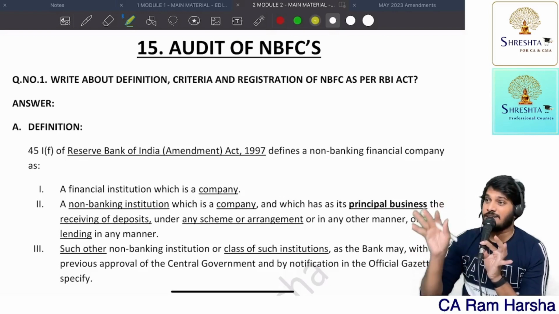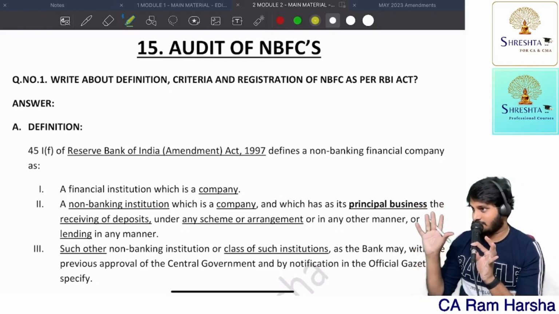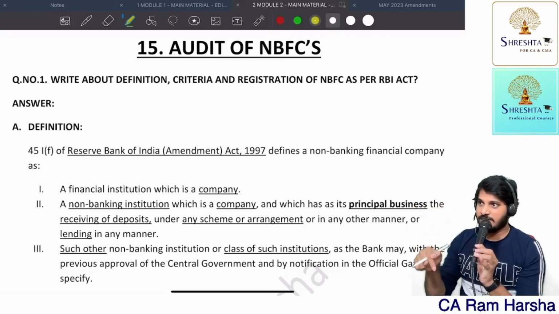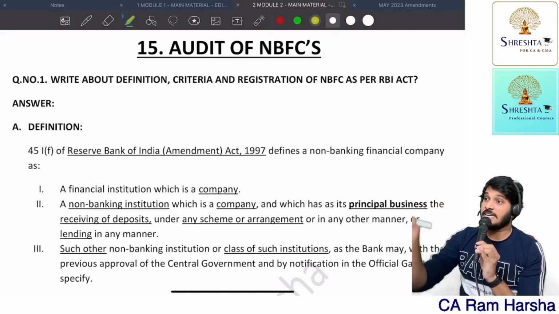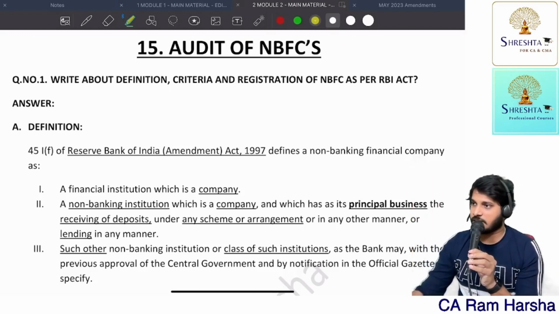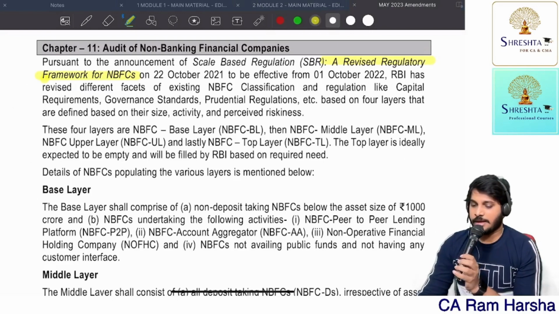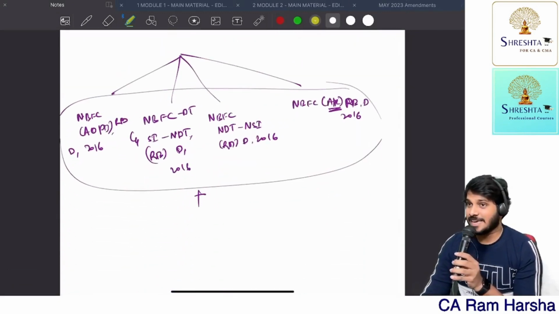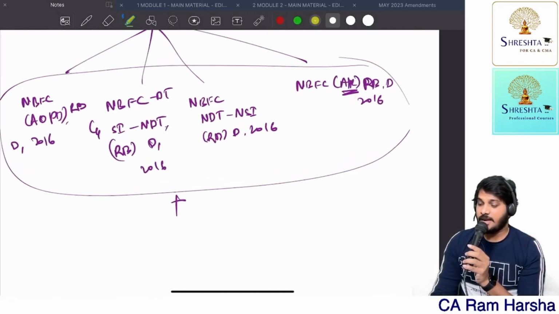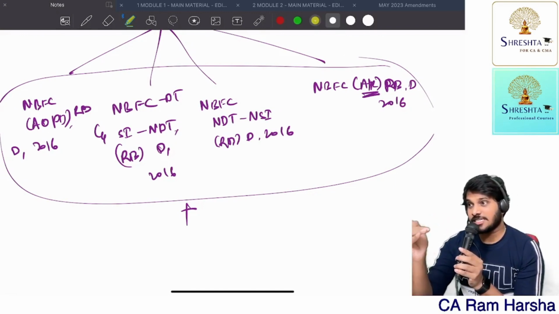And it must get NBFC registration, without which operating as such is a violation of RBI guidelines. Operating as such, having satisfied the principal business criteria, without NBFC registration from RBI is a violation of RBI guidelines, accordingly punishable under RBI law. Getting my point? Now, like what I told, NBFCs are broadly classified into deposit taking NBFCs and non-deposit taking NBFCs. Again, within non-deposit taking NBFCs, we have something called systematically important and something called not systematically important.